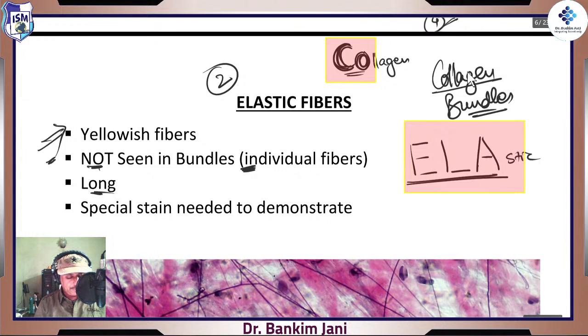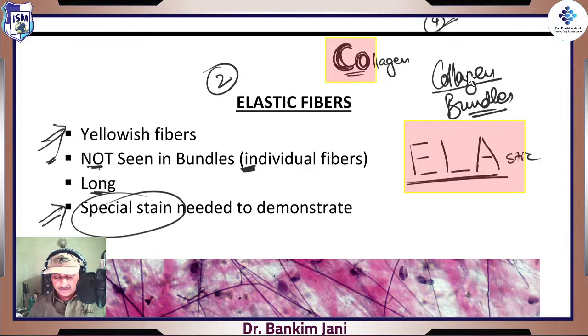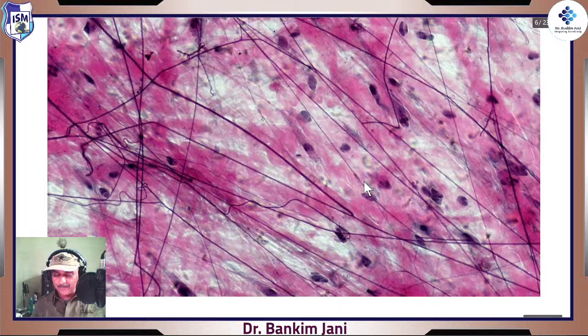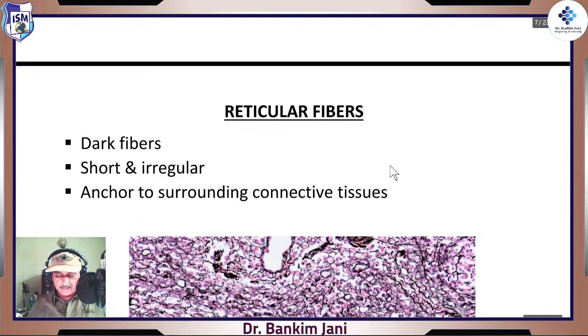These are long fibers. Special stain is needed to demonstrate them, which means they are a bit uncommon and you won't see them so frequently. See the fibers, they look like single fibers going alone, not at all in bundles. Just by looks, you can say that these are elastic fibers.